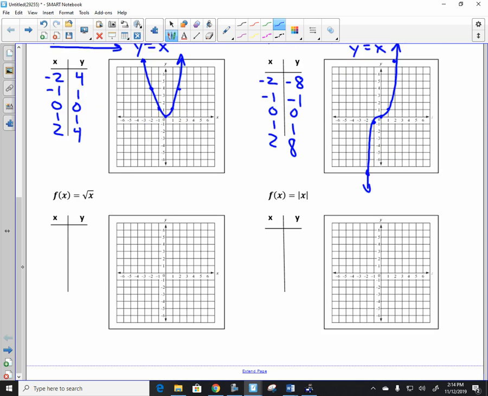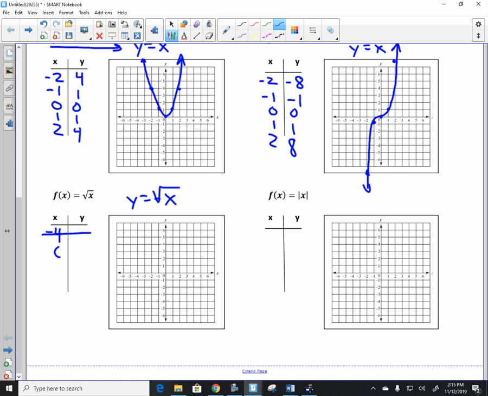Square root. So I'm going to start by plugging in -4. What's the square root of -4? No, 2 times 2 is 4. Square root of -4. -2 times -2 is +4. Square root of -4. Can't do it. Can't take the square root of a negative. You don't plug in negatives for a square root.